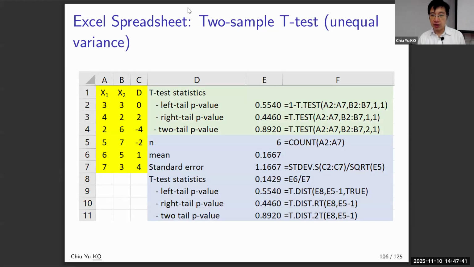I think there's a missing formula here. This should be the average of C2 to C7. This is the average. There's a missing one over here. So this is just the average of C2 to C7, which is this mean. Sorry, I don't know why I missed that, but you know that is here.